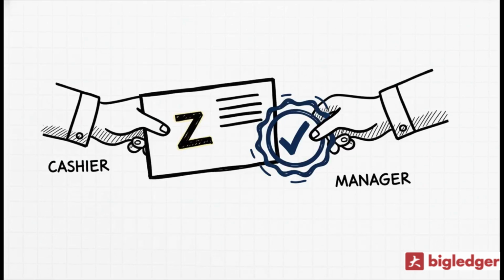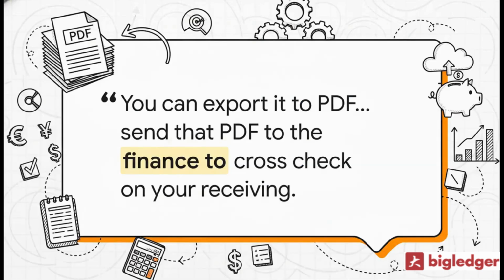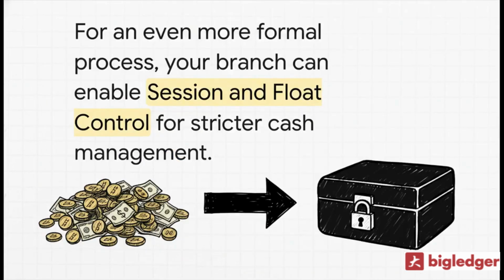And this Z report, it's not just a summary. It becomes the official document for your handover. You can even export it as a PDF. That way, finance can use it to cross-check everything. It's all about accountability. Now, for an even more formal process, your branch can use something called session and flow control.